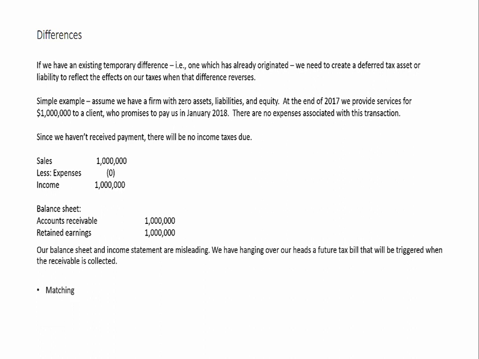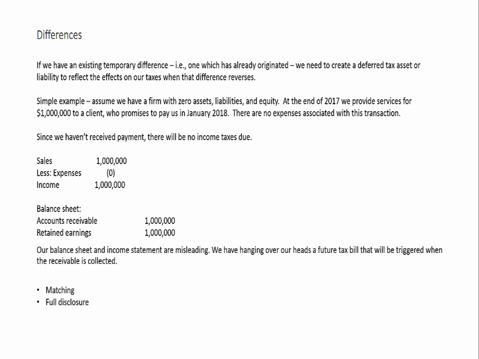Basically, we're violating two of our core accounting principles. We're violating the matching principle. The matching principle says expenses should be recognized in the same period as the revenues they help to generate, or they should be recognized in the period benefited. Basically, the revenues were recognized in 2017, so any tax expense should also be recognized in 2017, even if we're not paying it yet.